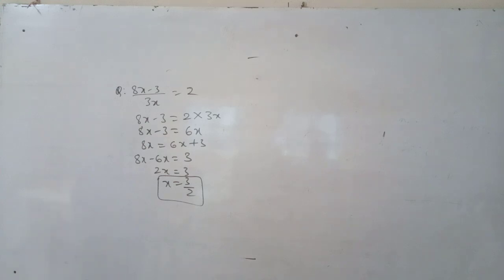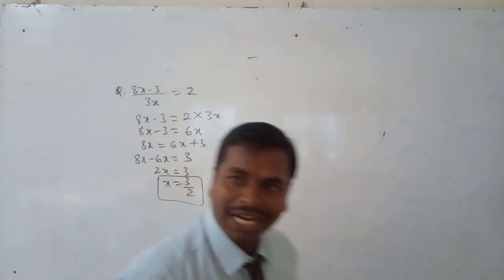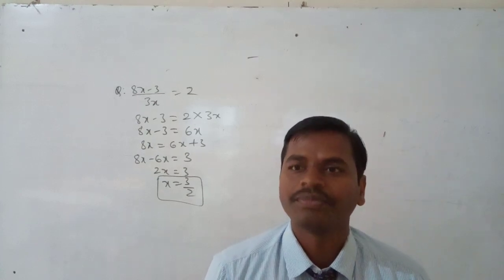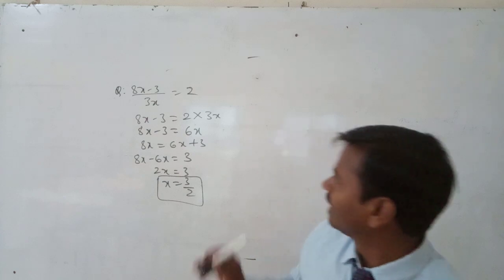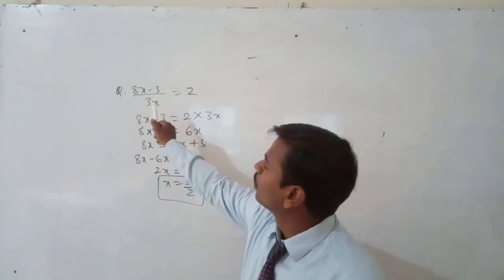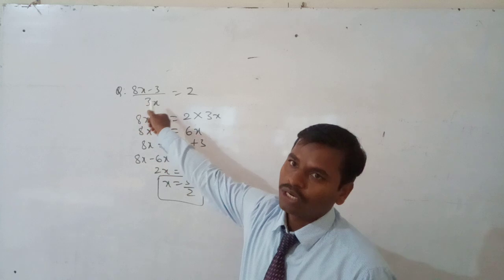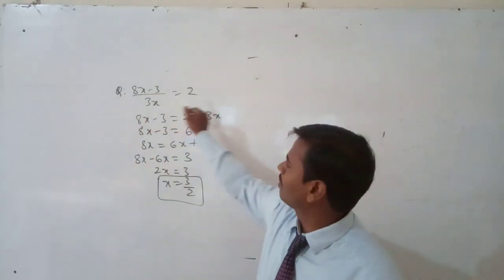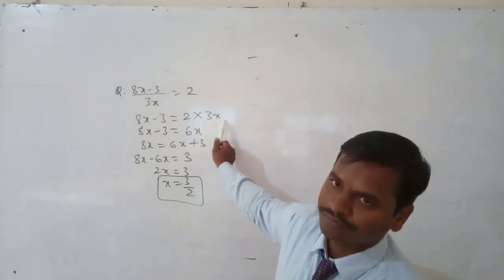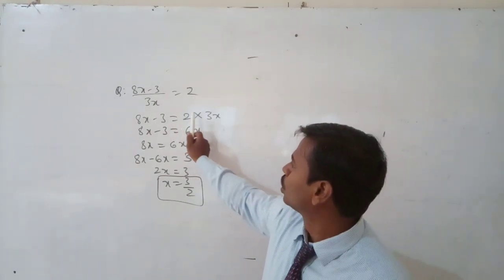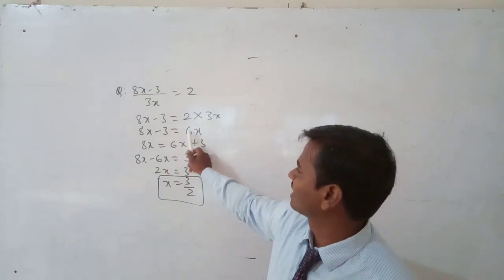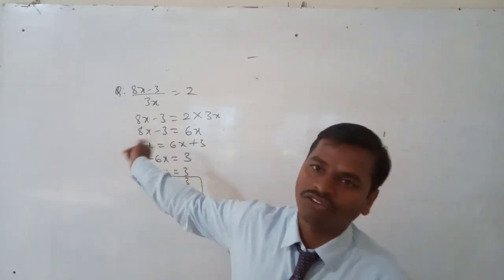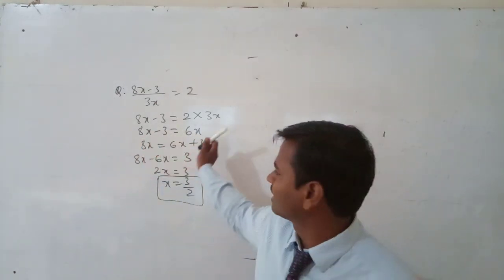First what are we doing here? First we simplify the given equation to the standard linear equation, then we solve the equation. Here they have given it in a fraction form. The division is there, so this denominator will move to the right side. Division will become multiplication into 3x. 2 3s are 6, 6x it will become. Now this equation is in standard linear form.